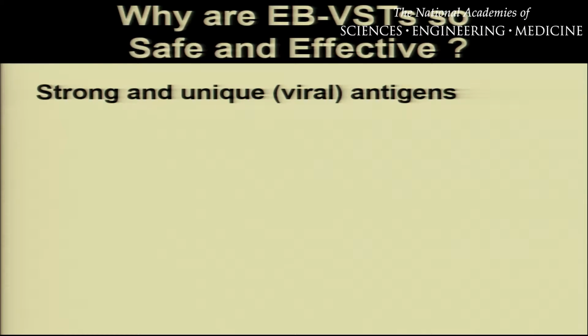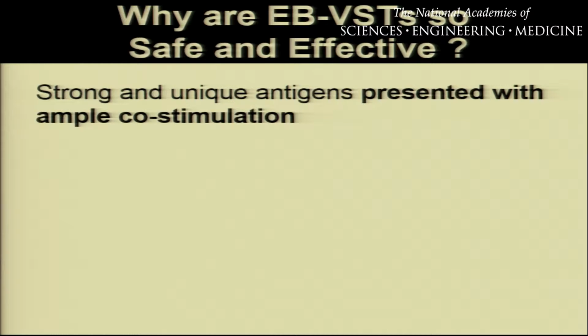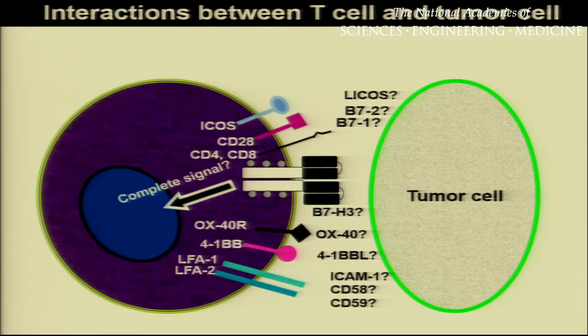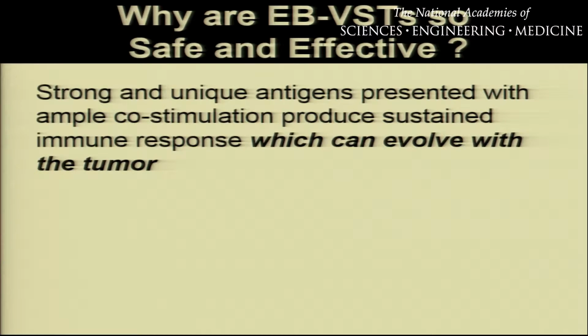So why did these work so well? Several reasons, really. First of all, we're targeting strong and unique and consistently expressed viral antigens, which are presented with ample co-stimulation. As you heard from Jay, you have to have multiple signals to ensure that a T cell gets through all its various checkpoints, and normal B cells and certainly antigen-presenting cells expressing viral antigens do have on their surface all these accessory signals, so that once you've engaged the target, the T cell receives all these additional signals and is able to proliferate and persist. And this sustained immune response, importantly, allows the immune system to evolve its response to the tumor.